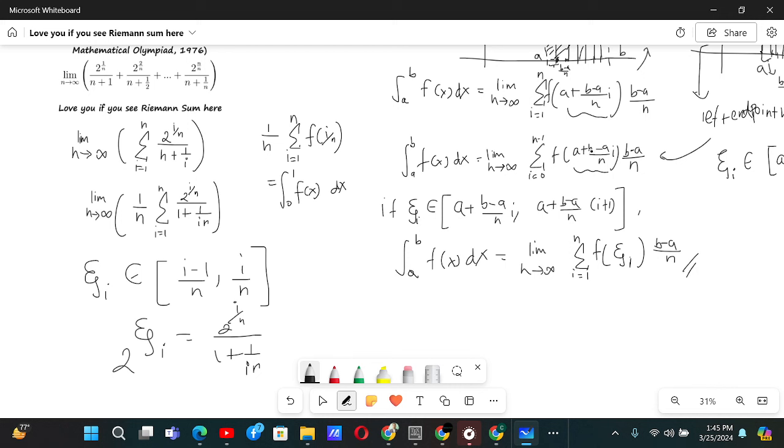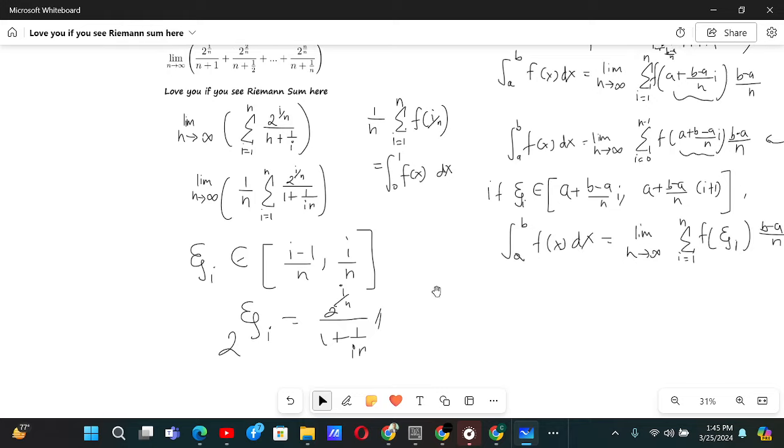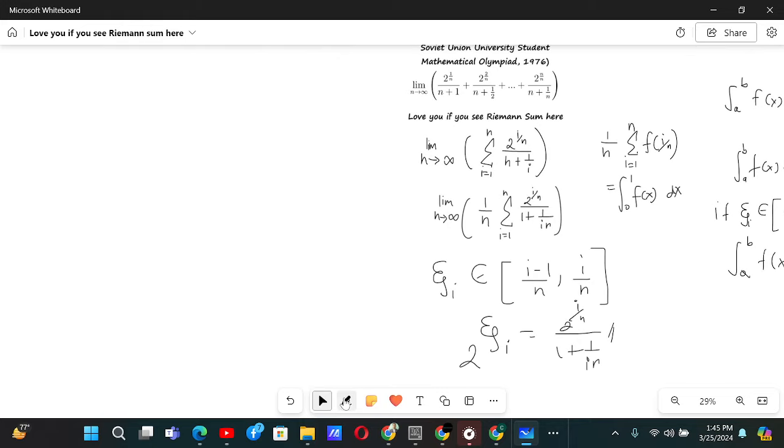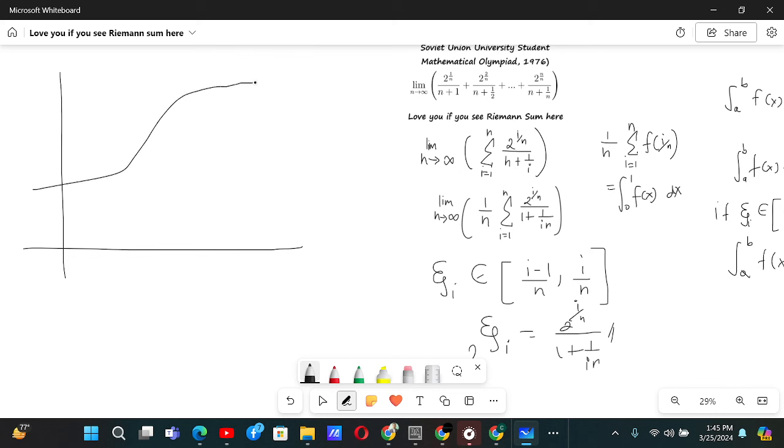So basically, if b is 1 and a is 0, then in this gap there will exist some chi of I values such that 2 to the power chi of I will always be this value. If you want to see it from a graph, let's say we have a function f of x, and this is the 2 to the power x function.